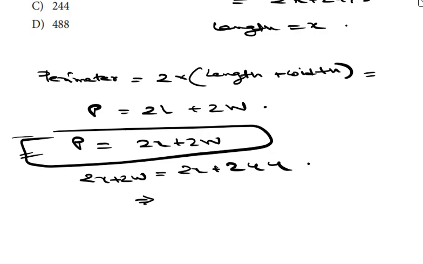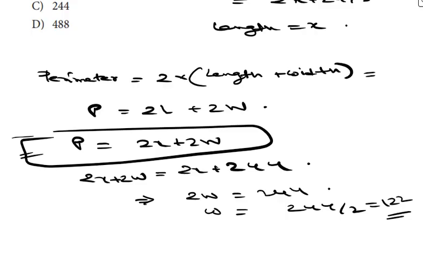On both sides we have 2x, so the remaining parts must be equal. Therefore 2w is equal to 244. Okay, now divide both sides by 2, then we get w is equal to 244 by 2, that is 122. Okay, so the width of the rectangle is 122 centimeters.